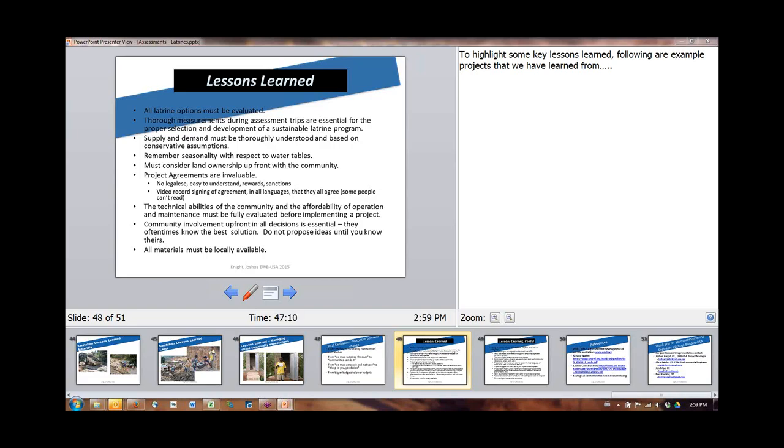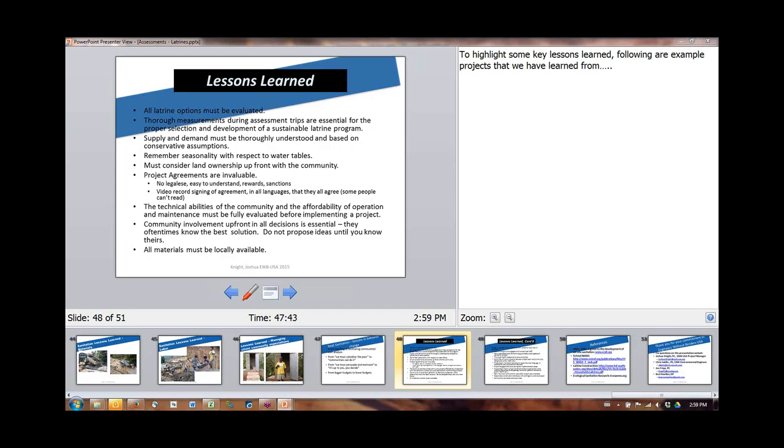Consider land ownership up front with the community. You should probably see some deeds. That would be the best, obviously, that the family that wants their latrine can show you a deed that they own the land that they want their latrine on. It's just easier. People run out the day that you are trying to dig your latrine pit and say, no, that's my land, and not that you're going to pay them the $3,000 for the pit or whatever they want, but it's going to kill one week, two weeks, and you're not going to be able to finish your project.